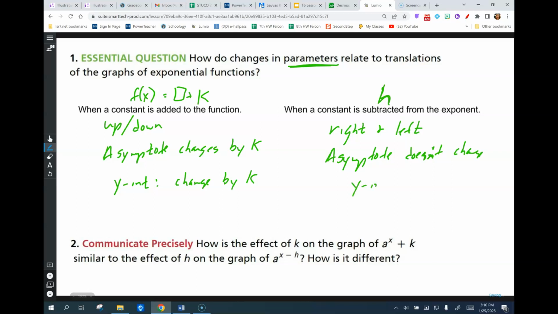And the y-intercept, it does change, but for now we're just going to plug 0 in for x. It's just easier. Okay, how is the effect of k on the graph of this similar to this? It's because it shifts it. But when we subtract it, it's totally different than when we add it. So I'm going to just say C number 1. We already answered that.